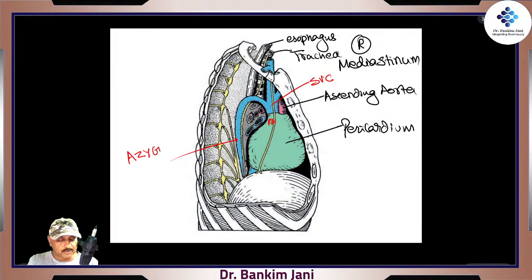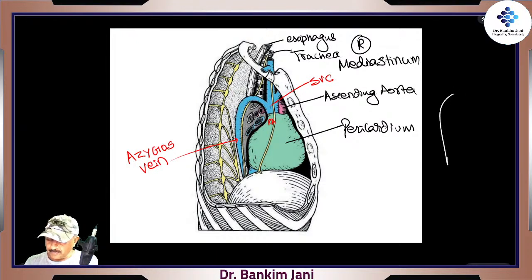What was the azygous doing? The azygous was draining all the intercostal vessels, right? All those intercostal veins were coming over here. So this is the azygous vein. So far all good, right?